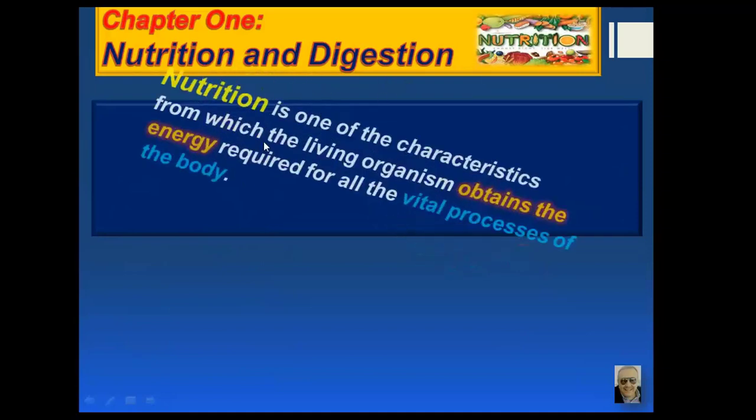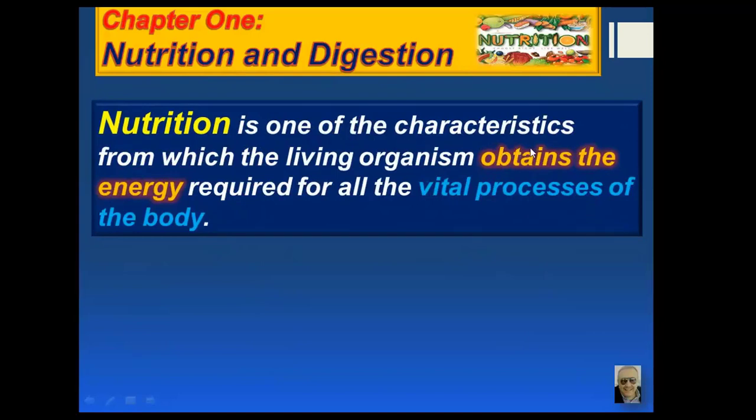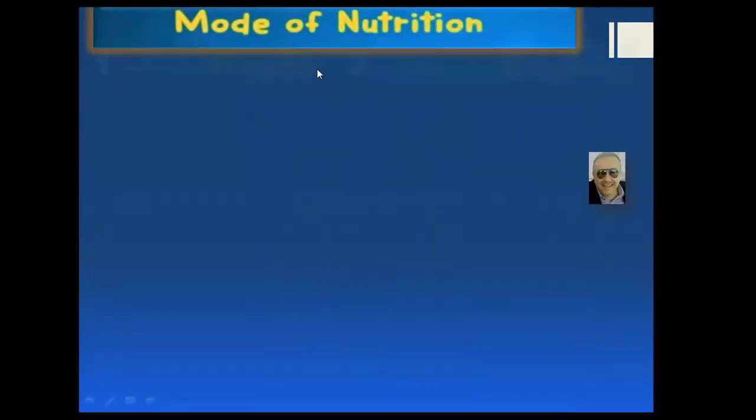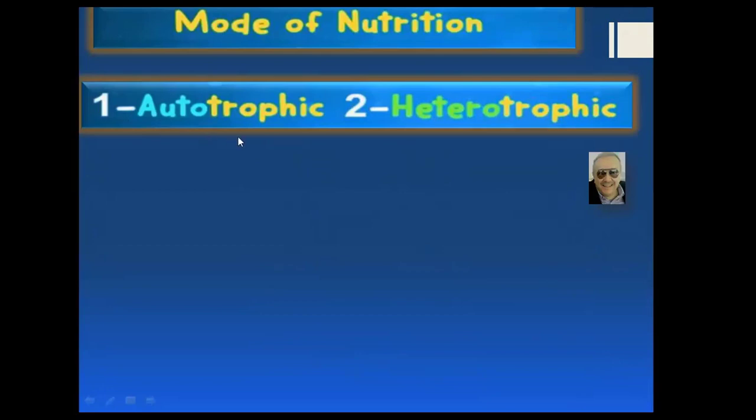Nutrition is one of the characteristics from which the living organisms obtain the energy, which is essential for life, required for all vital processes of the body. Nutrition is the scientific study of food and various modes of nutrition of living organisms. Mode of nutrition. We have 2 modes of nutrition. Number 1, autotrophic. Number 2, heterotrophic.